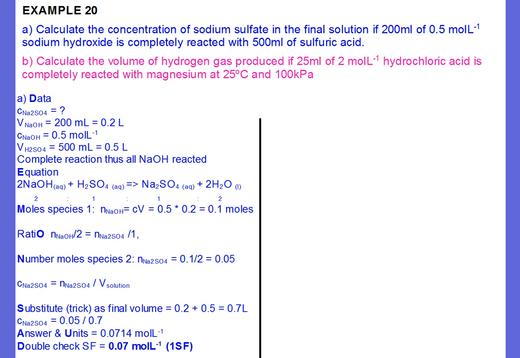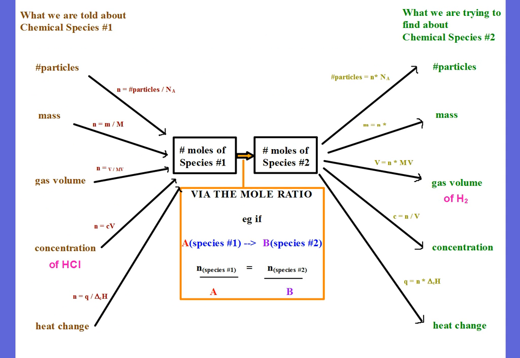Now moving on to part B. This time they've asked us to calculate the volume of hydrogen gas produced if 25 ml of a 2 mole per litre hydrochloric acid is completely reacted with magnesium at 25 degrees and 100 kilopascals. So we've got lots of data about hydrochloric acid, and we're trying to find the volume of hydrogen gas, which means in our little diagram here, we know enough information about hydrochloric acid to calculate its number of moles. We've got the concentration and volume, so hydrochloric acid would be our species 1.